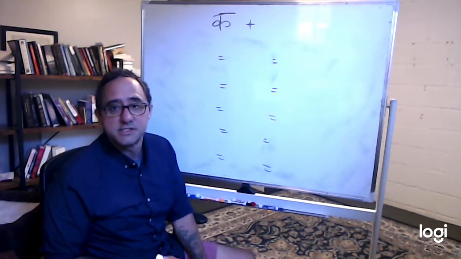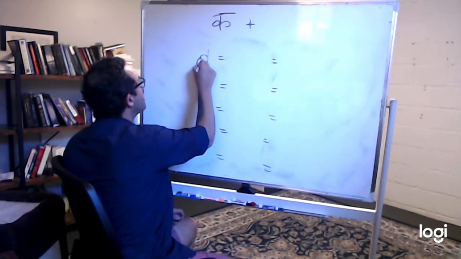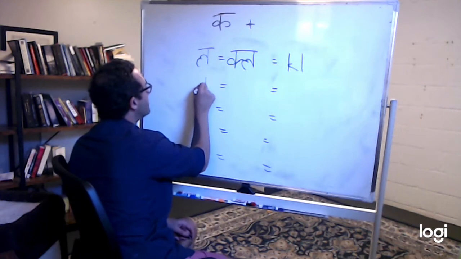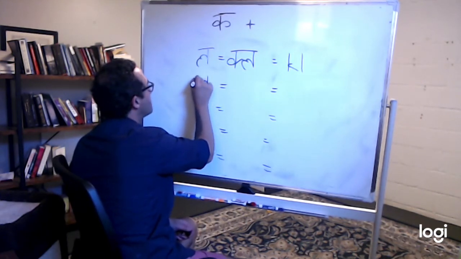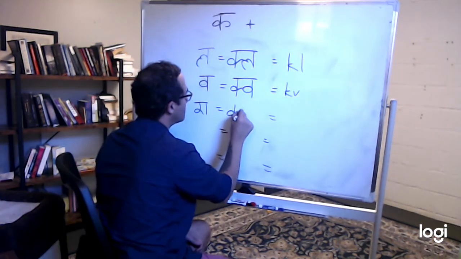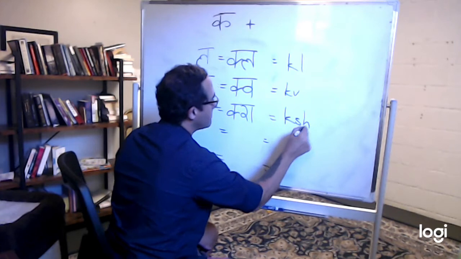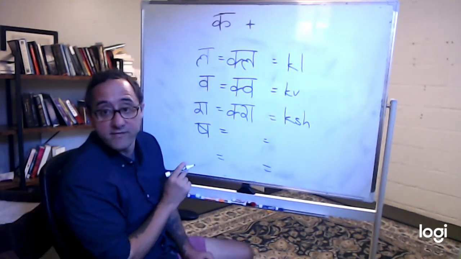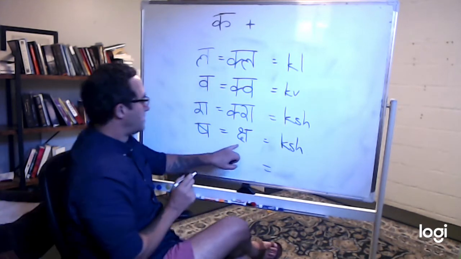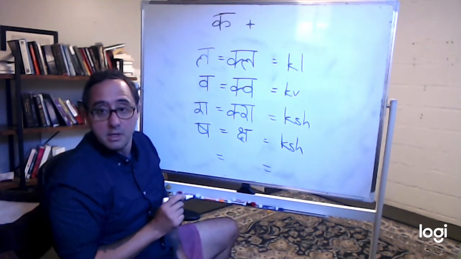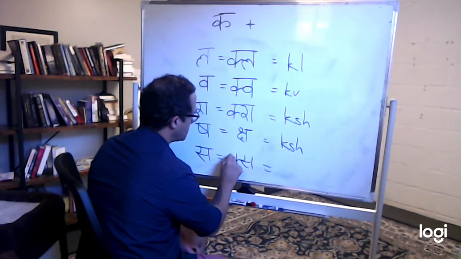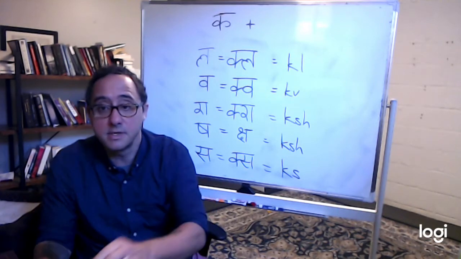All right, let's keep going. So we're on L. Kala. This one's special. We've already looked at this before. Remember this one? Ksha. Right. Got it written down.